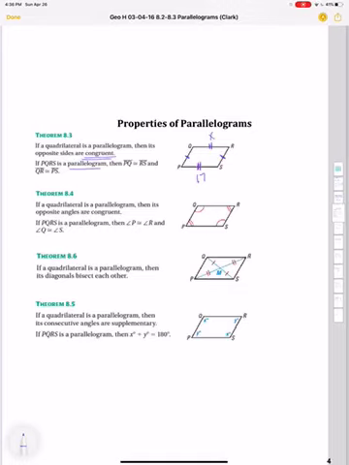The next one that we know is that if a quadrilateral is a parallelogram, then the opposite angles are congruent. So not only are the opposite sides congruent, the opposite angles are congruent. So Q is congruent to S, and P is congruent to R.